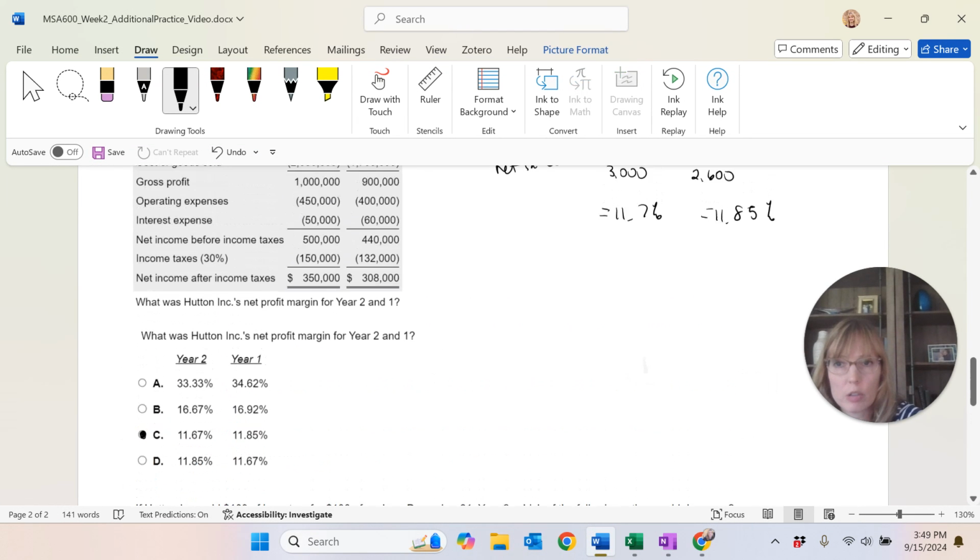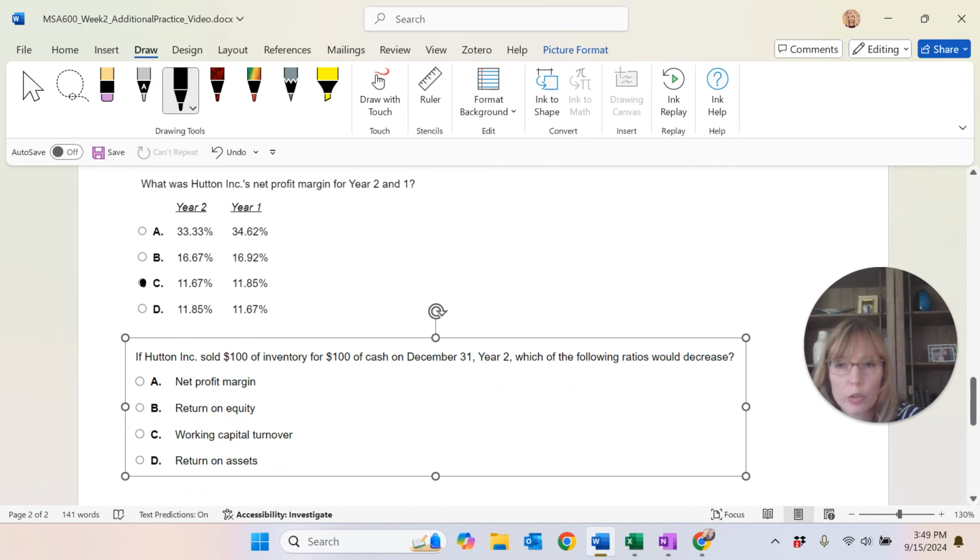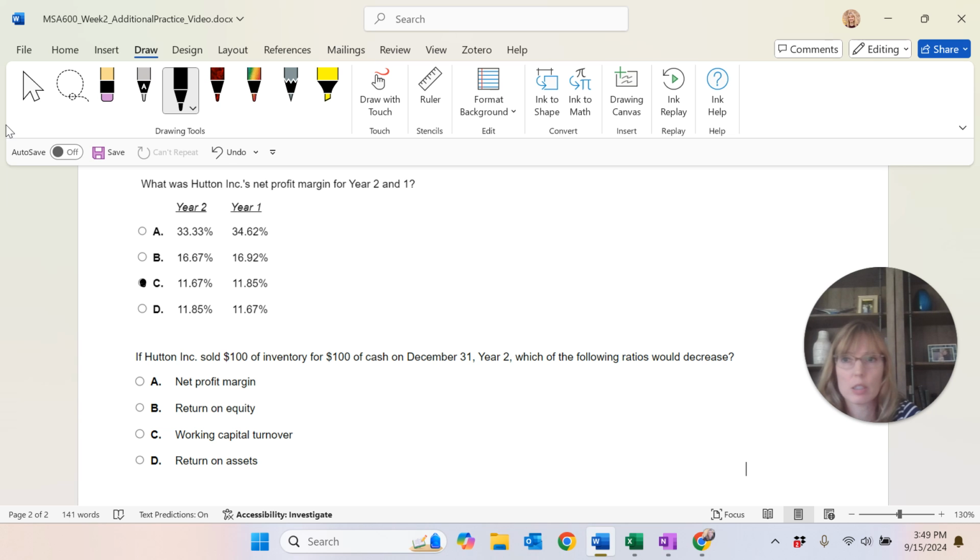Next item says if Hutton, so we're still looking at this company, if Hutton sold $100 of inventory for $100 of cash on December 31st of year 2, which of the following ratios would decrease? Would it be net profit margin, return on equity? Net profit margin, we know net income over sales. Return on equity, we have net income over equity, but we don't have any information about the equity here.